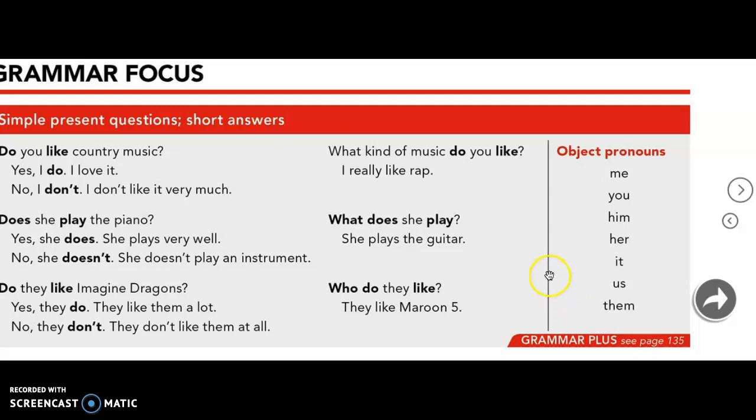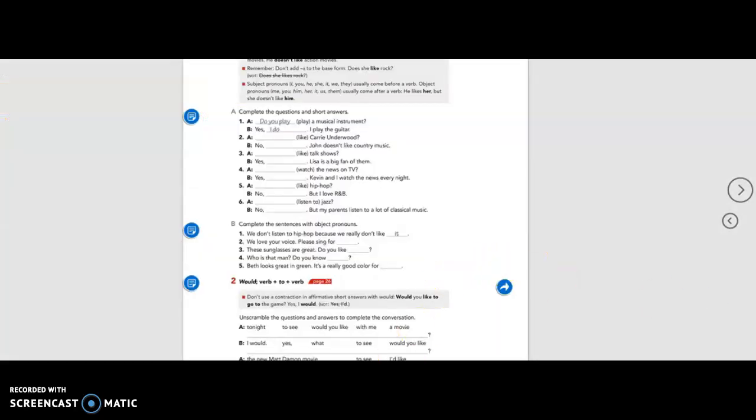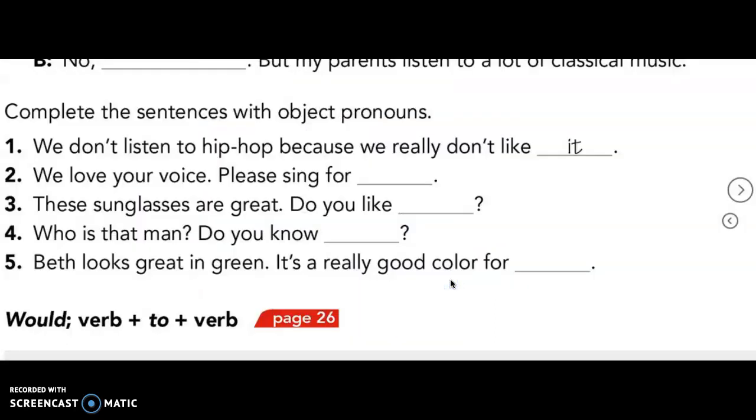Subject pronouns usually come before a verb, like I go, you play, they like. But object pronouns like me, you, him, her, it, us, and them usually come after a verb. He likes her, but she doesn't like him. And you can go back to the Grammar Plus page and practice on those in the following exercise, which is exercise B.